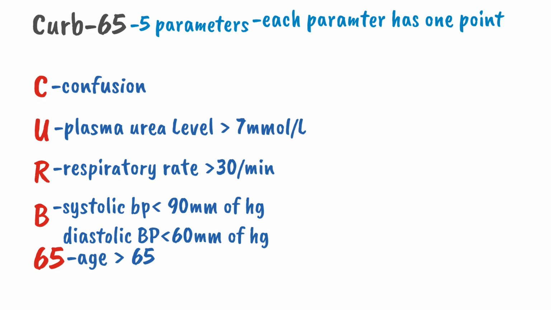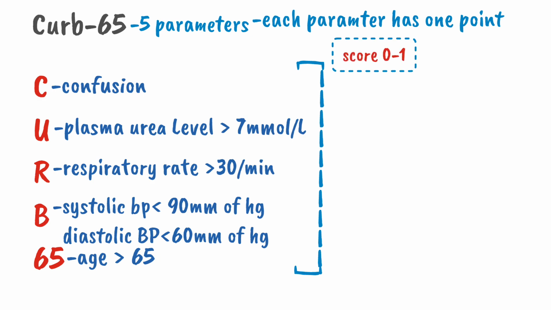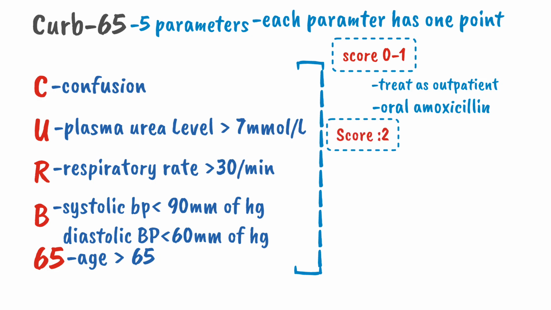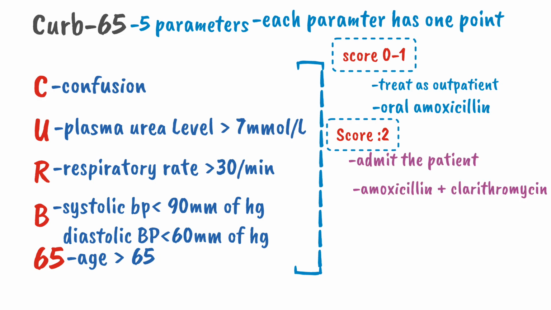Therefore, if a patient presents to emergency with pneumonia, how will we assess the severity of pneumonia and the admission criteria? We use this CURB-65 criteria. If we calculate all of these 5 parameters and the score is 0 to 1, in this case we should treat the patient as an outpatient by giving oral amoxicillin alone. If the score is 2, admit the patient to hospital and start amoxicillin plus clarithromycin.